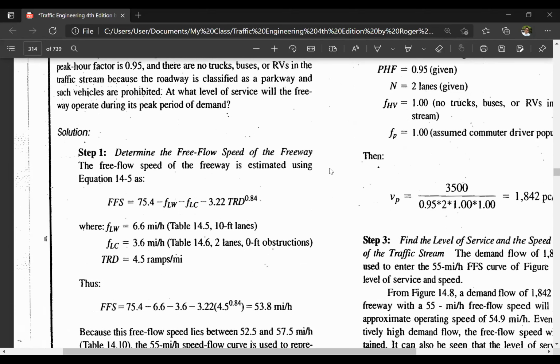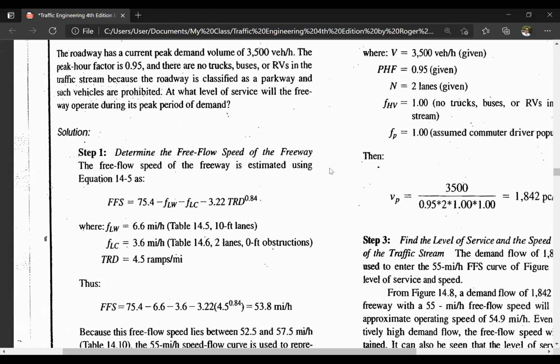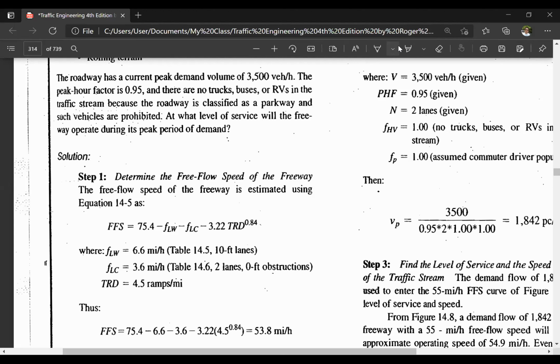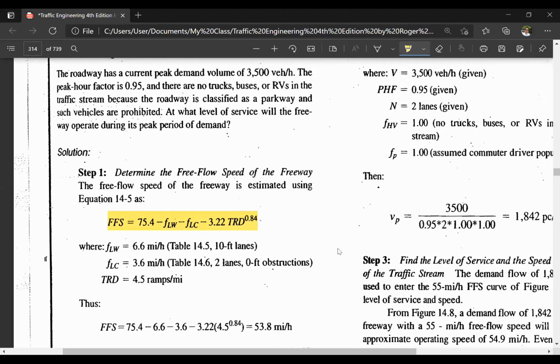First of all, identify what kind of facility you are looking at. Is this a highway or is it a freeway? Okay, a parkway, and it said no truck, no bus, no RV. That means it's fully controlled. That means it's a freeway. Identify free flow speed first. Pick up the equation, right? This one. Then look up the table.